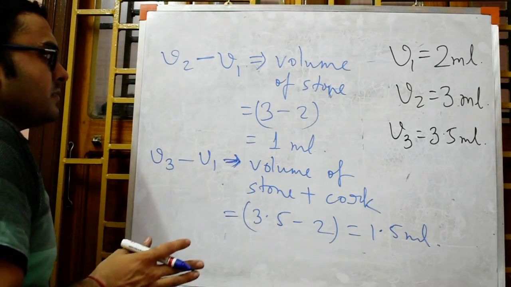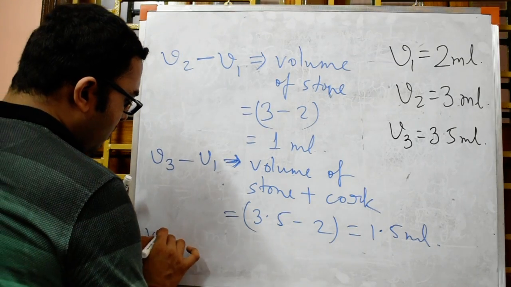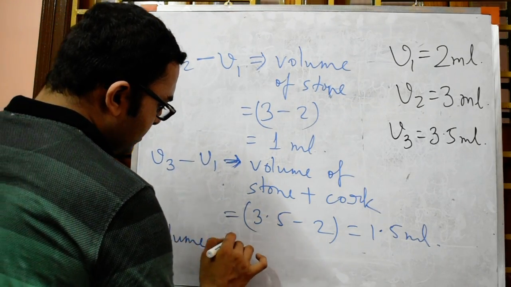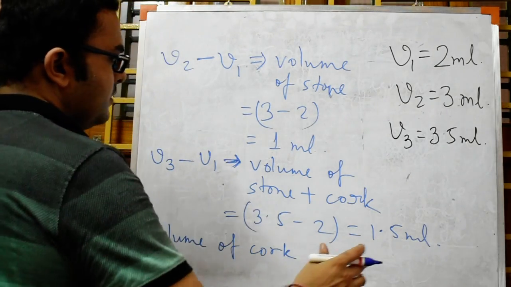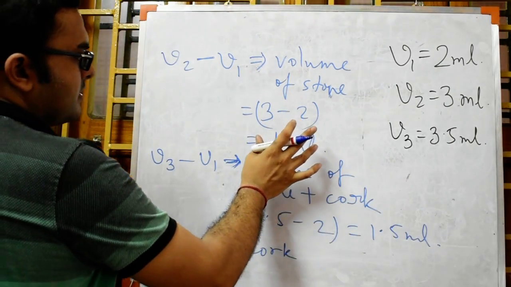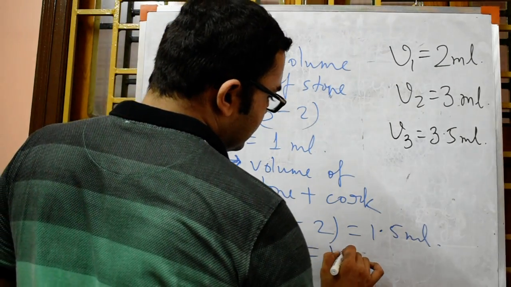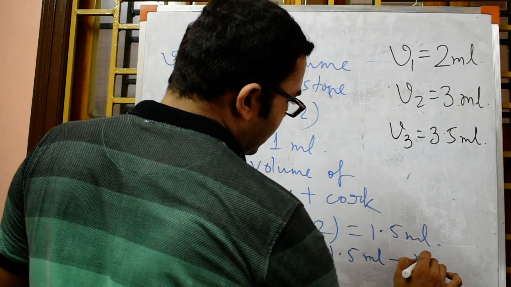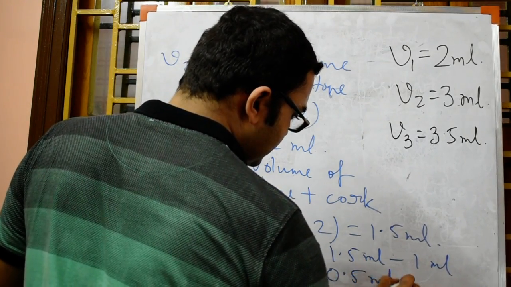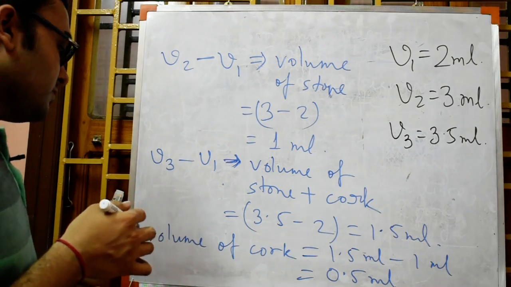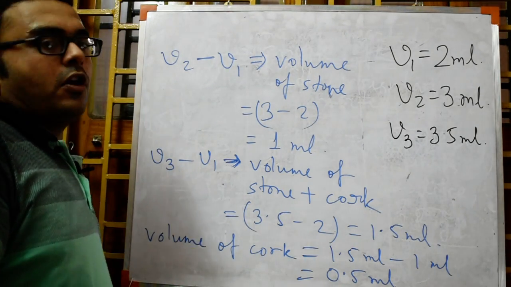So what will be the volume of the cork? I think it is clear to you now. So the volume of the cork is equal to, you just subtract this 1 ml from this 1.5 ml. So volume of the cork is 1.5 ml minus 1 ml, so it is equal to 0.5 ml. Okay, so this is your method for finding the volume of the cork.